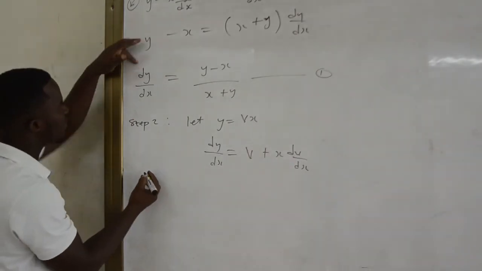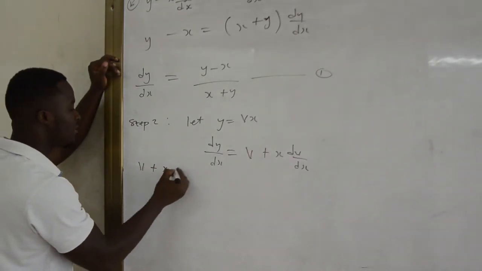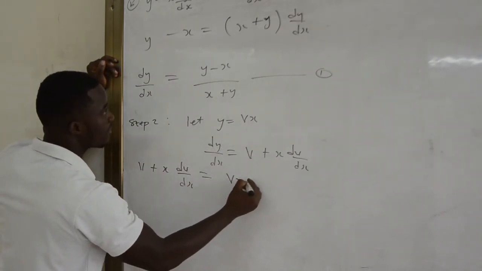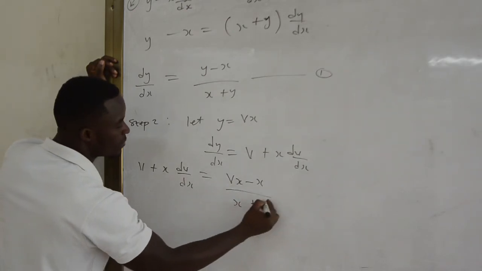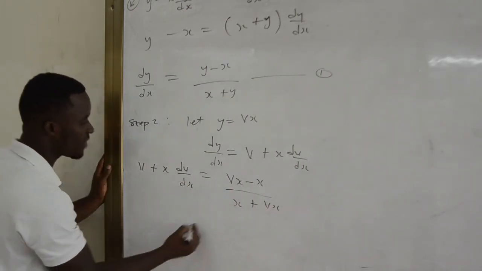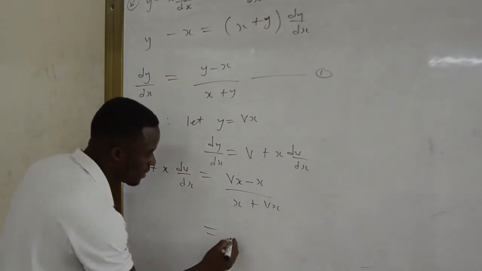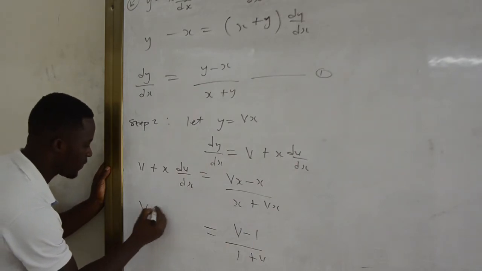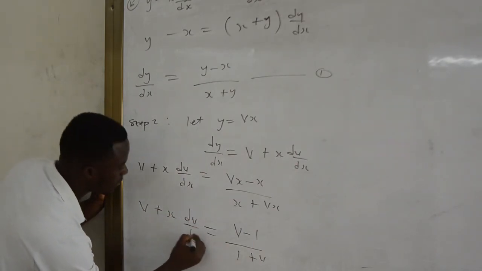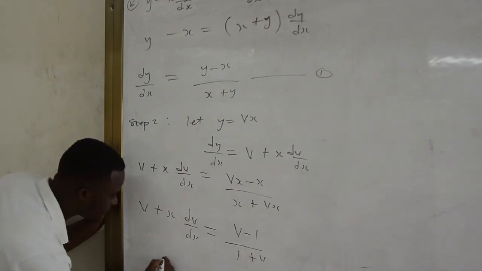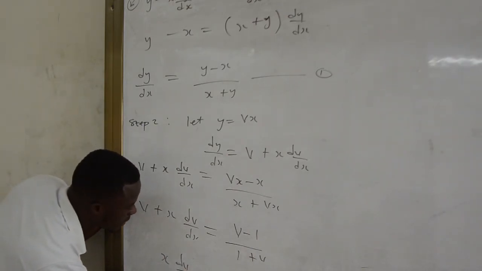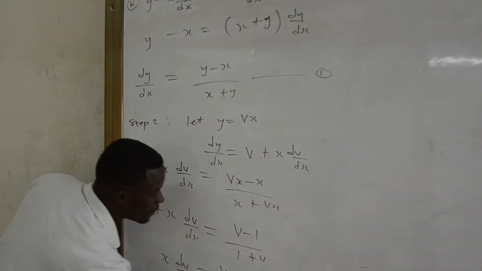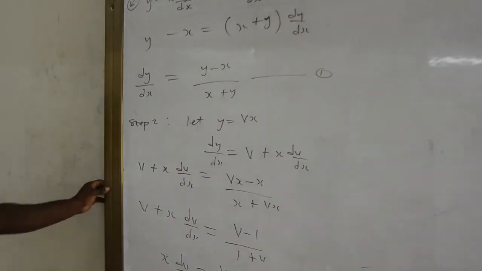So now my dy/dx will change to v plus x dv/dx is equal to y minus x all over x plus y. So I have vx here minus x all over x plus what? Vx. X is common within both terms, so I'll factor all the x out and cancel it. Then I'll have v minus 1 all over 1 plus v. So I'll have v plus x dv/dx. I'll move this v to this side, then I'll have my x dv/dx is equal to v minus 1 all over 1 plus v minus what? V. This v too is divided by 1.